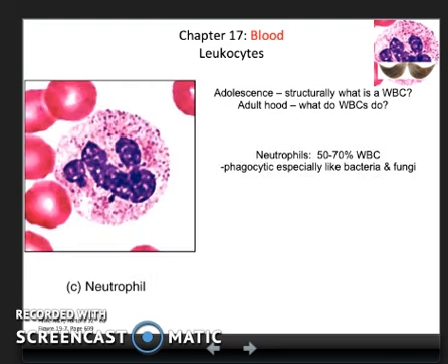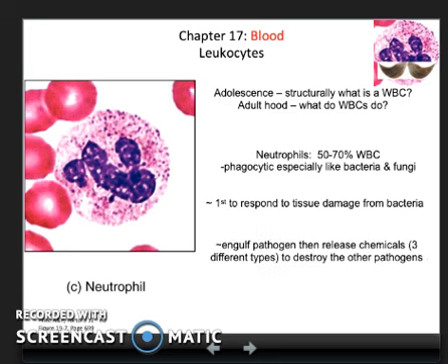We've got our neutrophils. These are 50 to 70% of our white blood cells. These are phagocytic. They especially like bacteria and fungi. They're generally the first to respond to tissue damage from bacteria. They engulf the pathogen and then release a suite of chemicals. There's 3 different types to destroy the pathogens.